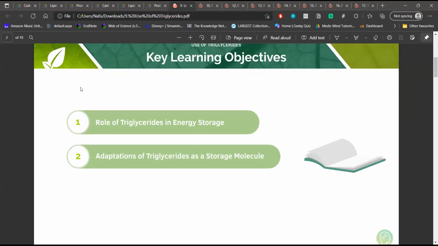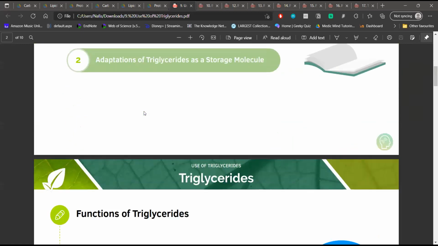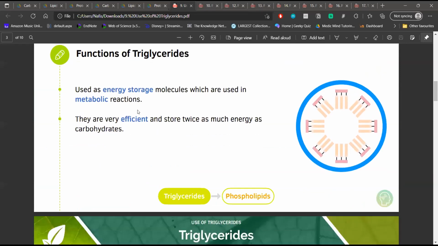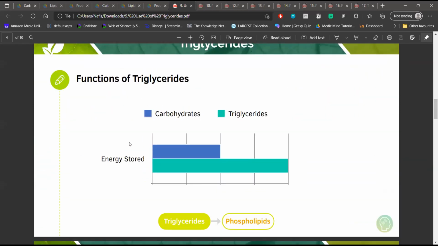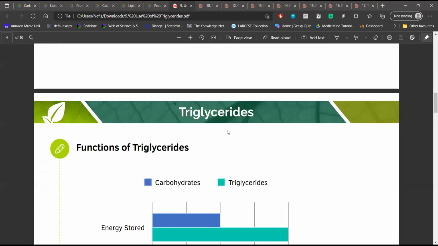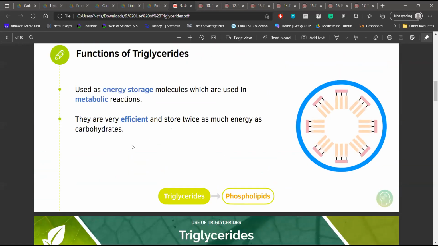Okay, uses of triglycerides. This is probably one of the most crucial bits that you'll be asked about in your exams. Efficient energy storage. I've said it a couple of times already, it's so crucial. It's like the most important thing. And they're very, very efficient and store twice as much energy as carbohydrates in the same amount of space. It's not even almost twice as much, it's over twice as much. Saturated fats, it depends on whether they're low or high density lipoproteins, but unsaturated fatty acids are more unhealthy.